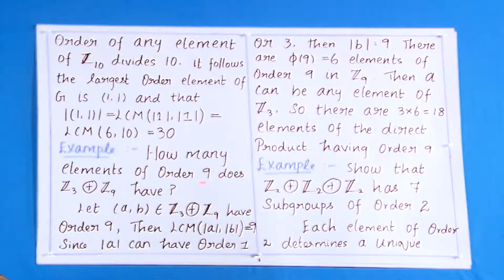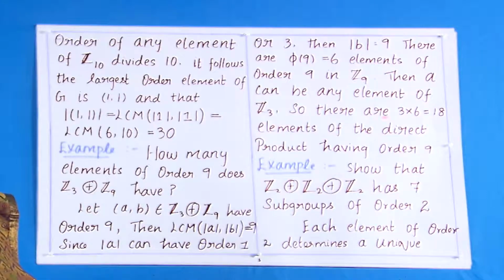How many elements of order 9 does Z3 direct product Z9 have? Let (a, b) belong to Z3 direct product Z9. We have that it has order 9, then the LCM of the order of a and the order of b is 9. Since the order of a can be 1 or 3, then the order of b is equal to 9. There are phi of 9, that is equal to 6 elements of order 9 in Z9. Then a can be any element of Z3.